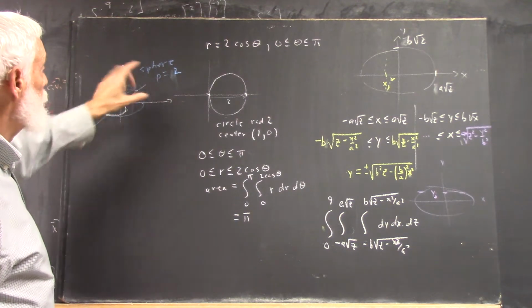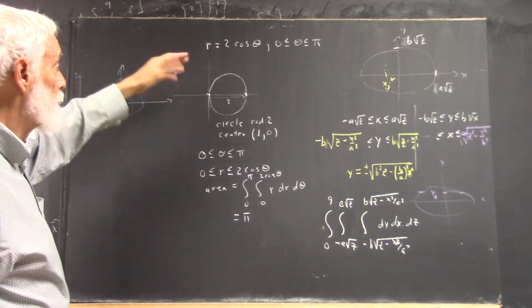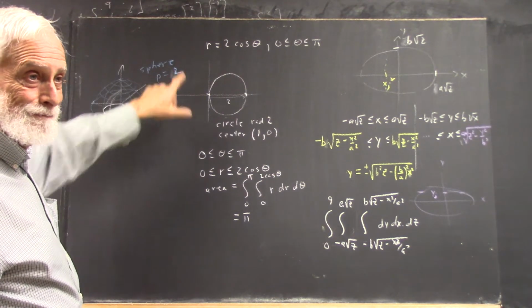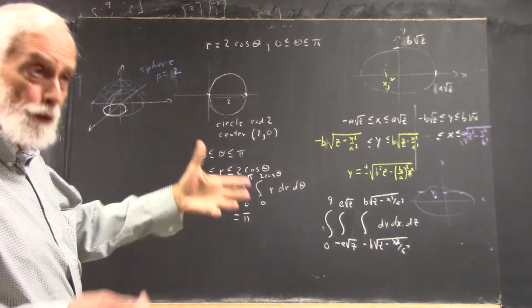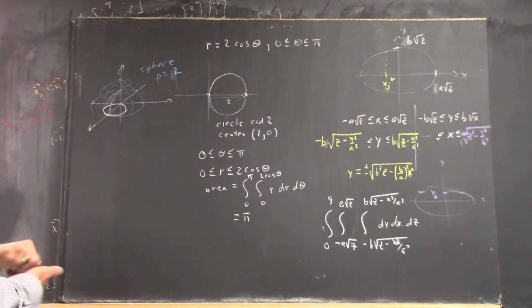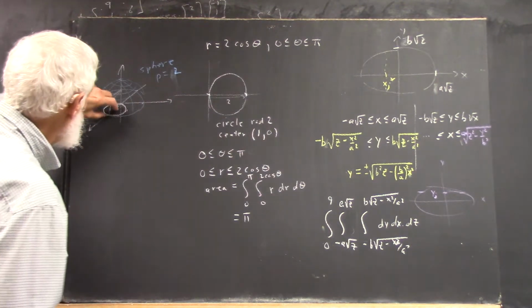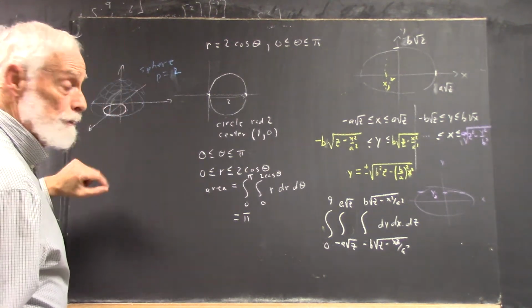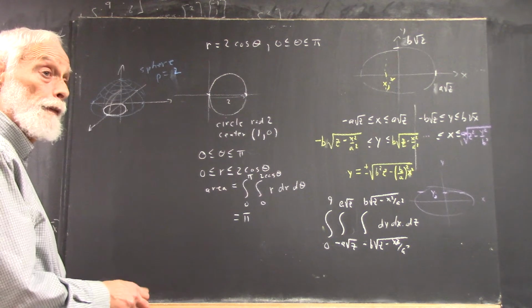So we have the sphere rho equals 2. Now I'm kind of mixing up polar and spherical coordinates here, more or less intentionally, so you think through the relationships, okay? And we want the area of the region above this circle, but below the upper half of the sphere, okay?